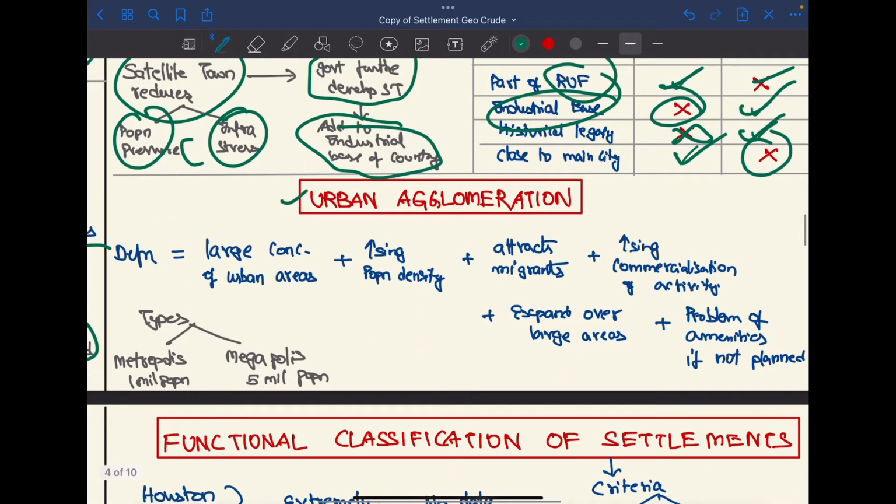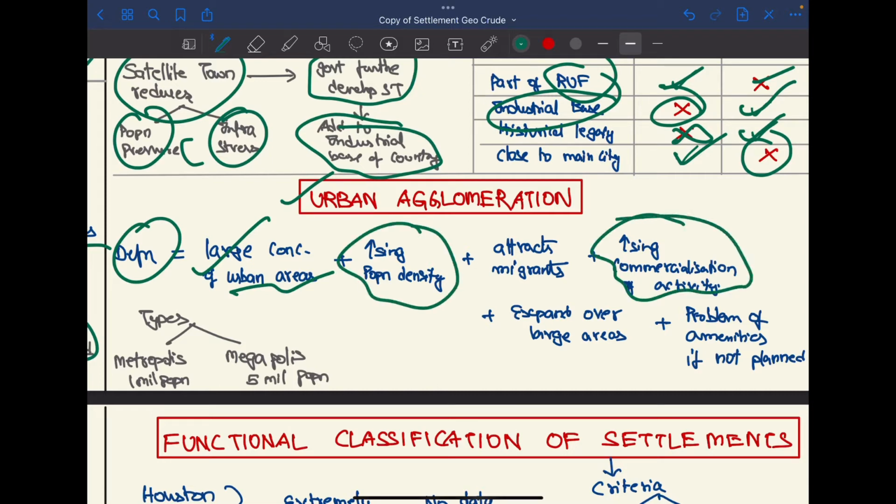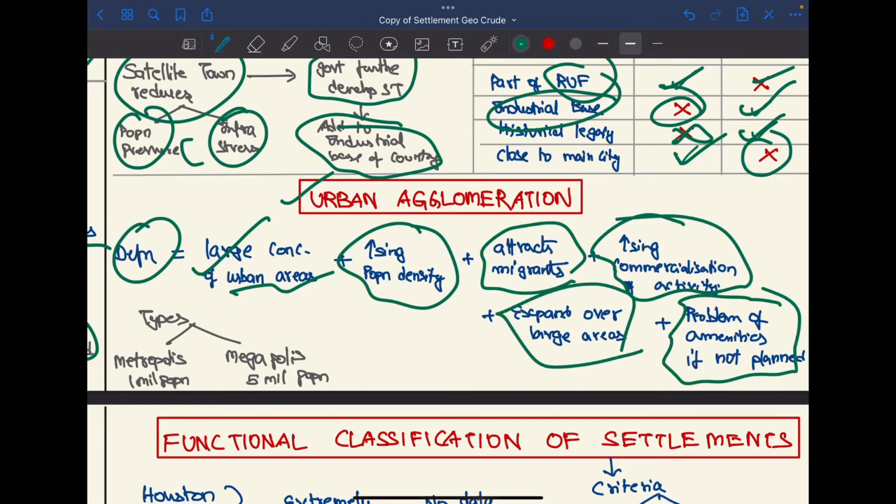Next, we have urban agglomeration. We have to define it first. It is the large concentration of urban areas with increasing population density and increasing commercialization of activity. Therefore, they attract migrants and expand over large areas, leading to problems of amenities if they are not well planned.